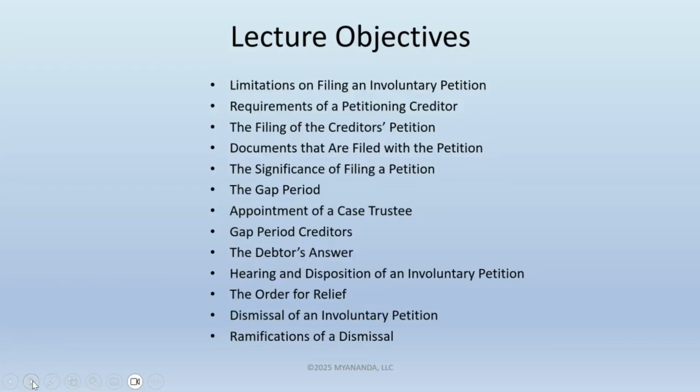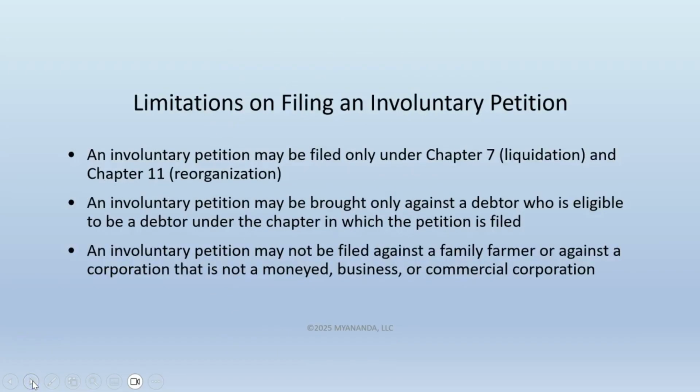So we'll look at the limitations on filing, the requirements of a petitioning creditor, the filing of the creditor's petition, documents that are filed with the court, significance of filing. There's a gap period here, like we've talked about in another lecture, appointment of a trustee, the creditors during gap period, and debtor's answer, hearing and disposition of the petition, the order for relief, dismissal of an involuntary petition, and ramifications of dismissal. So we'll begin with limitations.